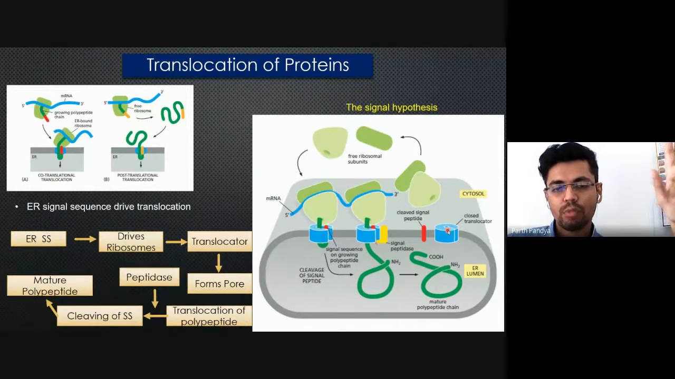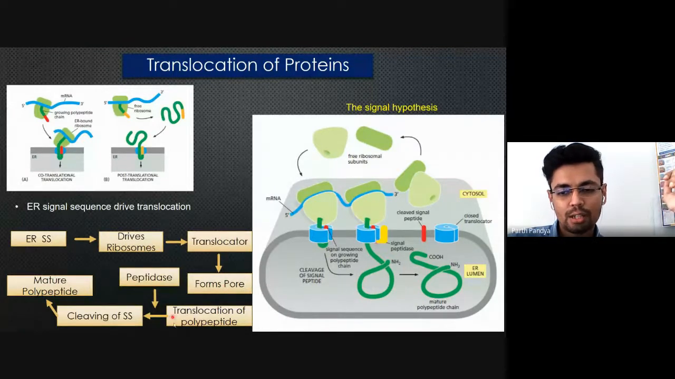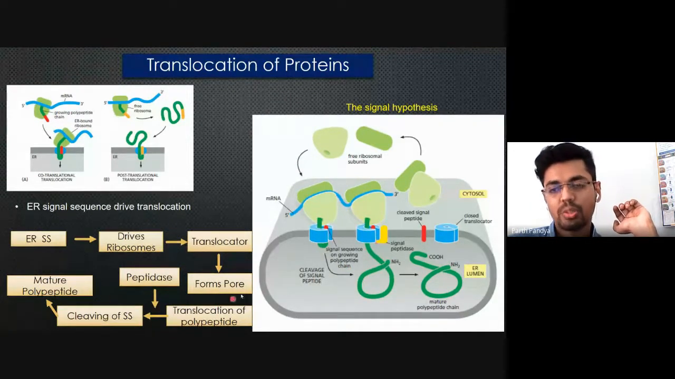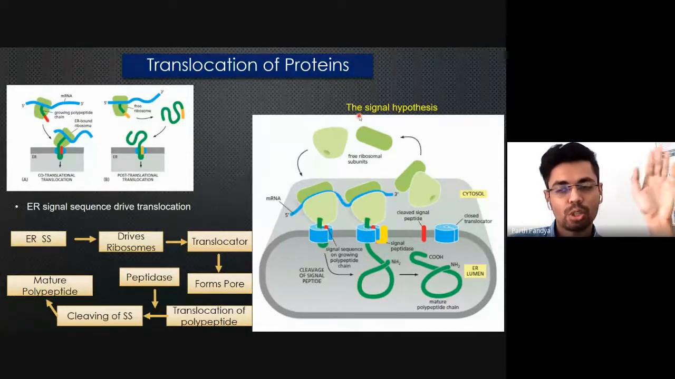Okay, so in short, if we look at the endoplasmic reticulum, the signal sequence comes and, with the help of the ribosome, it drives the process. The translocator forms a pore, and the translocation of the polypeptide takes place. The peptidase comes and cleaves the signal sequence, and the mature polypeptide is found in the endoplasmic reticulum. This whole process is called the signal hypothesis, which drives the translocation of protein inside the endoplasmic reticulum.